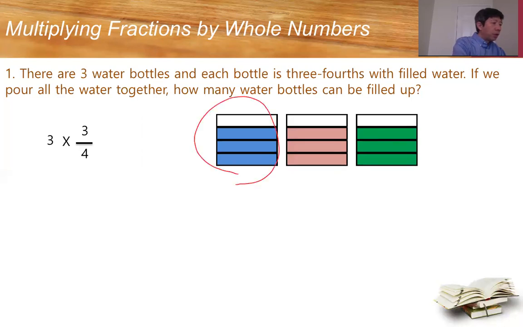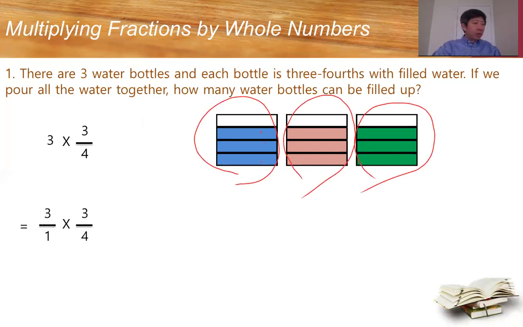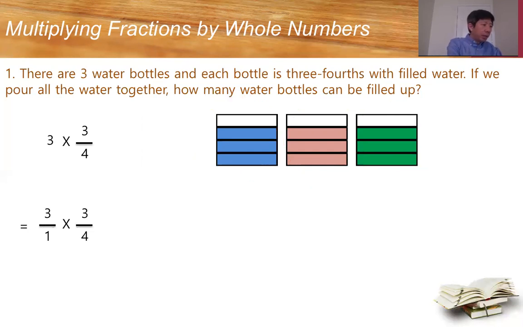Here is 1/4, 2/4, and 3/4, right? So 3/4, and again 1/4, 2/4, 3/4, right? So that's why we take 3 times 3/4. Now you're going to take it procedurally. This is procedural knowledge. This is conceptual knowledge.